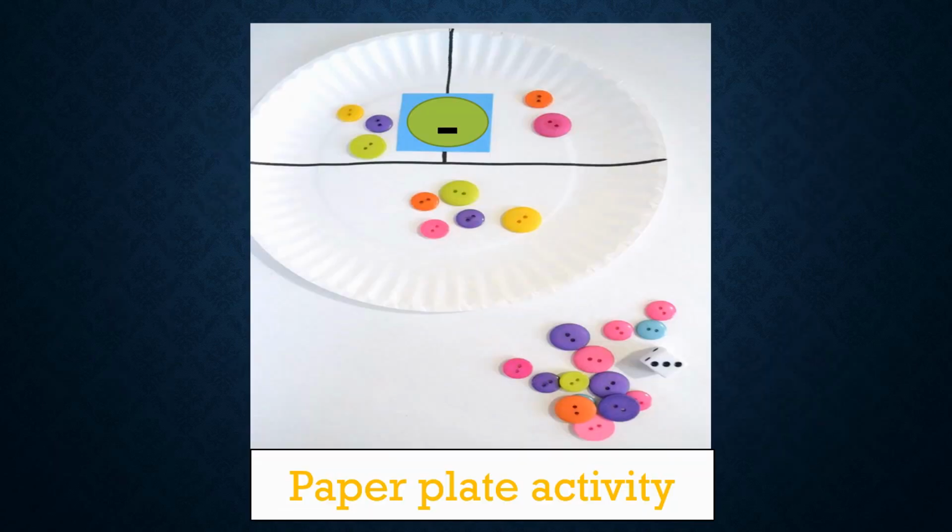Here some buttons are given. On the left side 3 buttons are given, and subtract the 2 buttons on the right side. So which answer comes? Only 1 button. Like that, all of you do this activity at home.